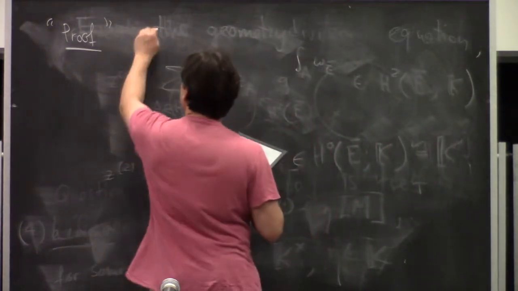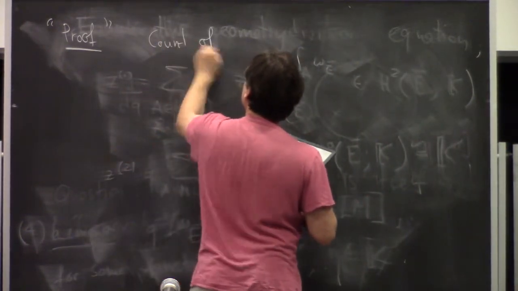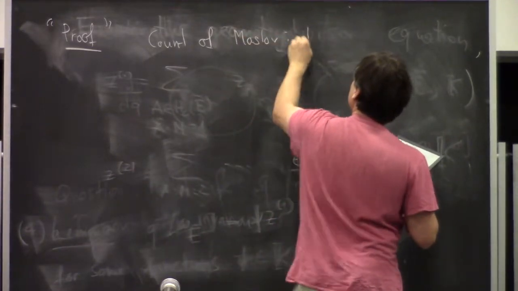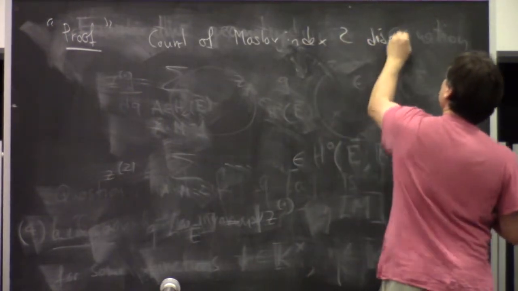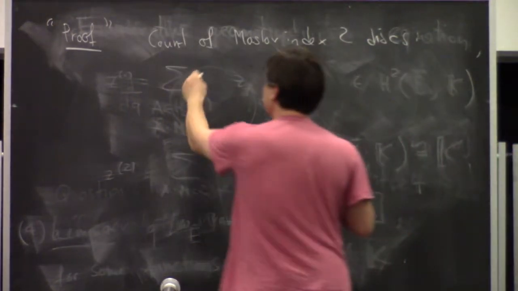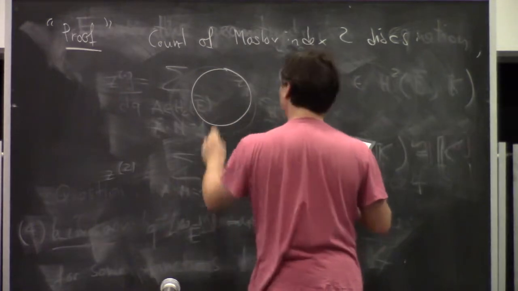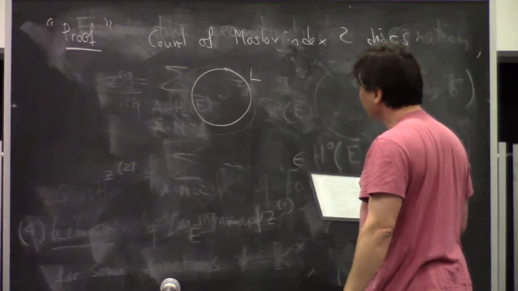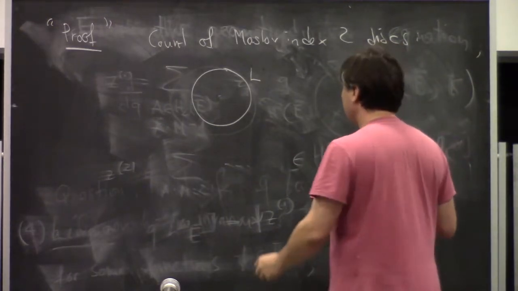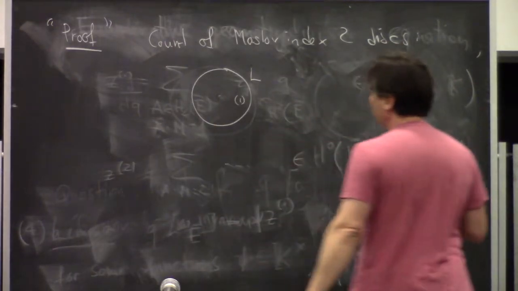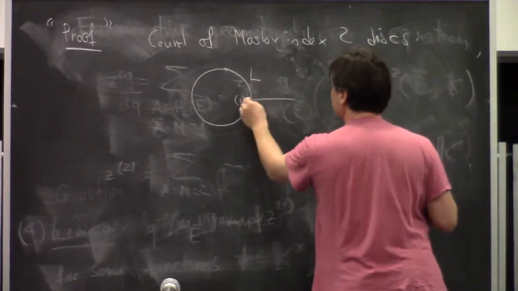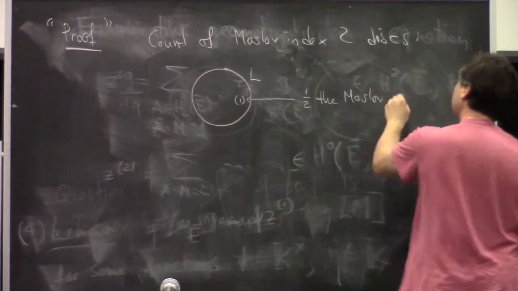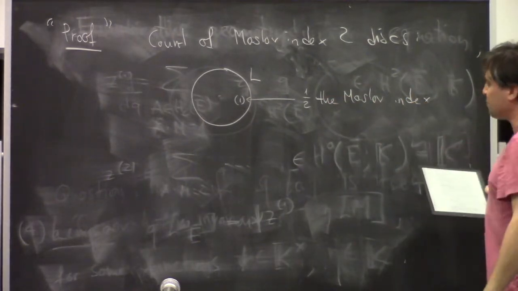Okay, so the count of Maslov index 2 disks. I do it like this: I consider the disks which have boundary on here, and I will put maybe a 1 in here. This is half the Maslov index. I put these numbers here in these brackets.